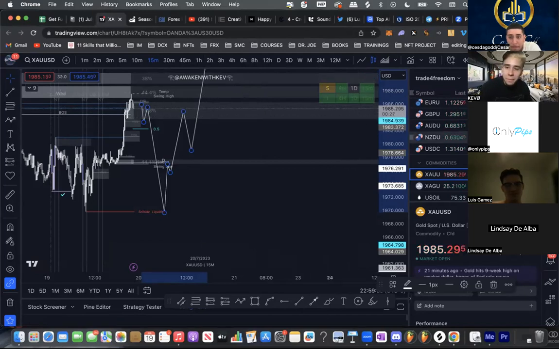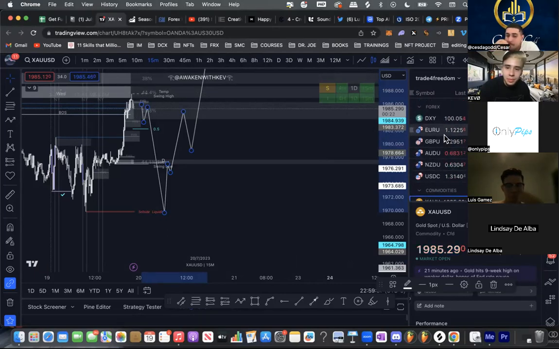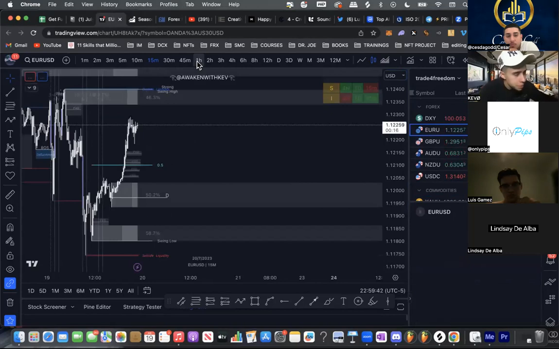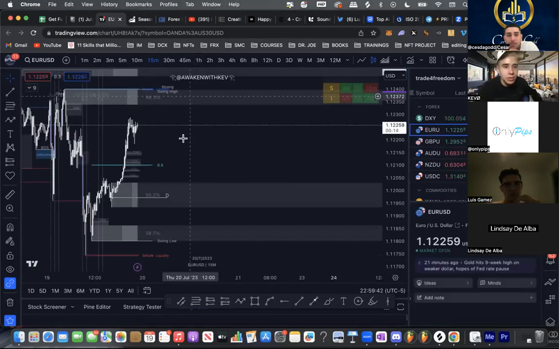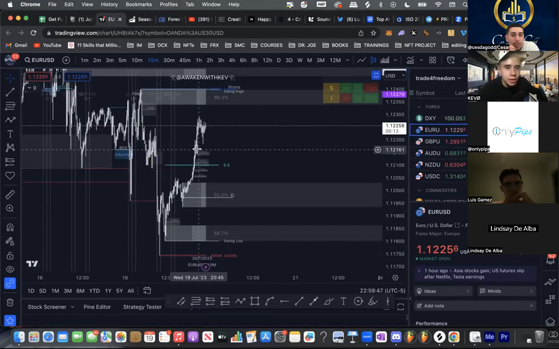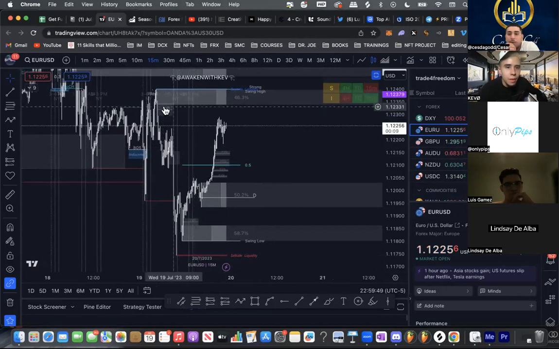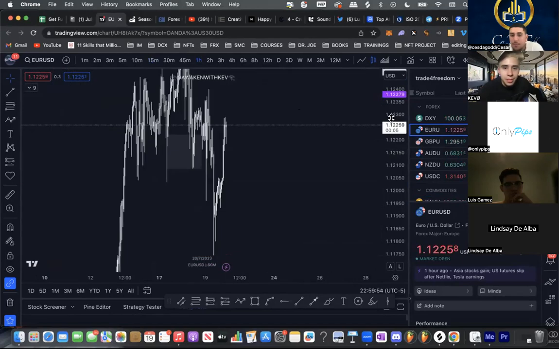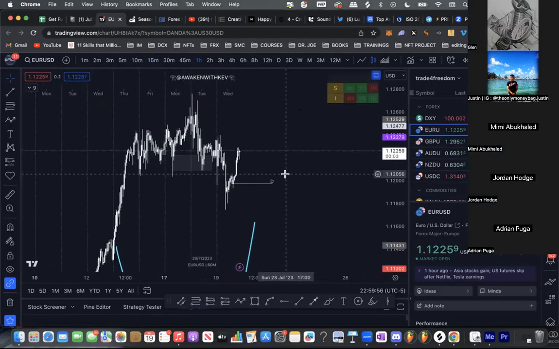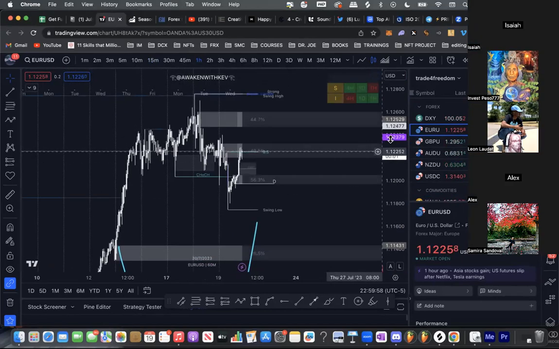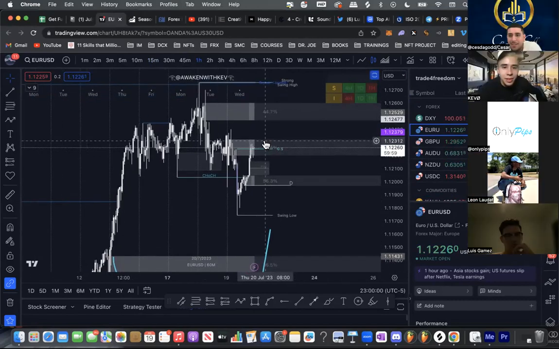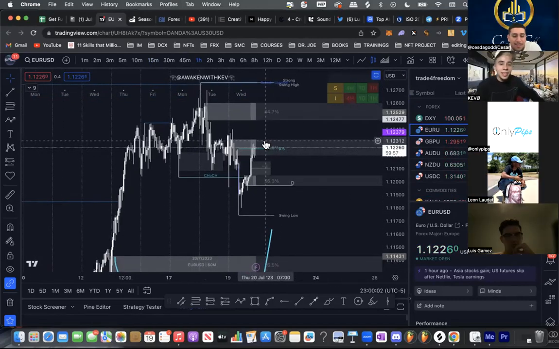Not really. I'm focused mostly on NAS and S&P. But I did catch that liquidity buy earlier this morning. For which one, NAS or S&P? NAS, the one you were marking up earlier, that liquidity pool, and I had a limit there. Let's go. Hell yeah, bro. That was lit. Nice work.